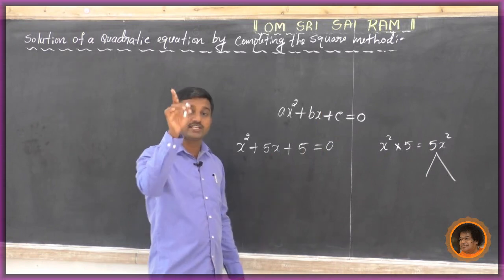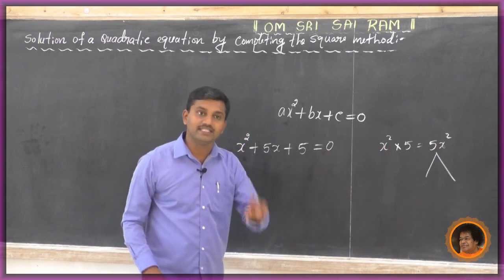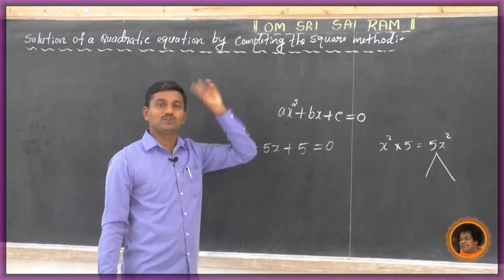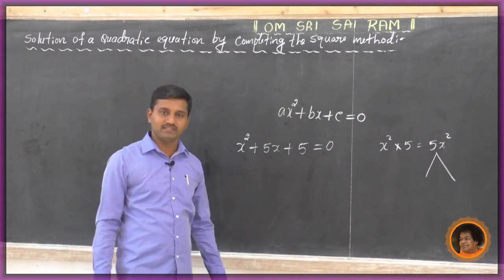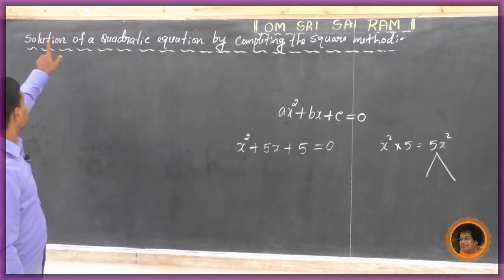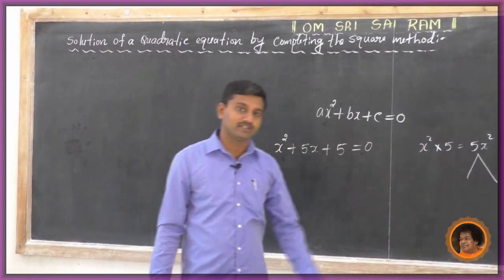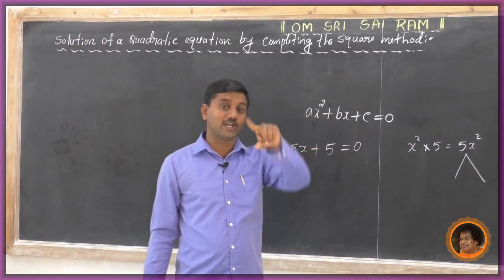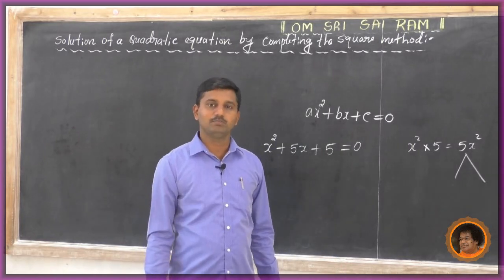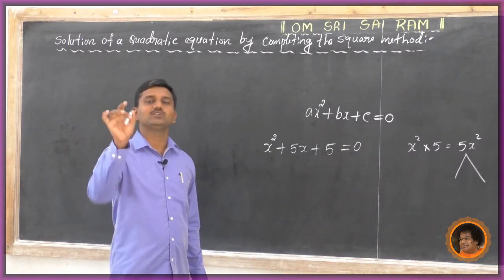When the quadratic equation cannot be solved by the factorization method, it can be done by the completing the square method. So this is the second method. The first method is the factorization method and the second method is solution of a quadratic equation by completing the square method. So in this session we are going to discuss the completing the square method.